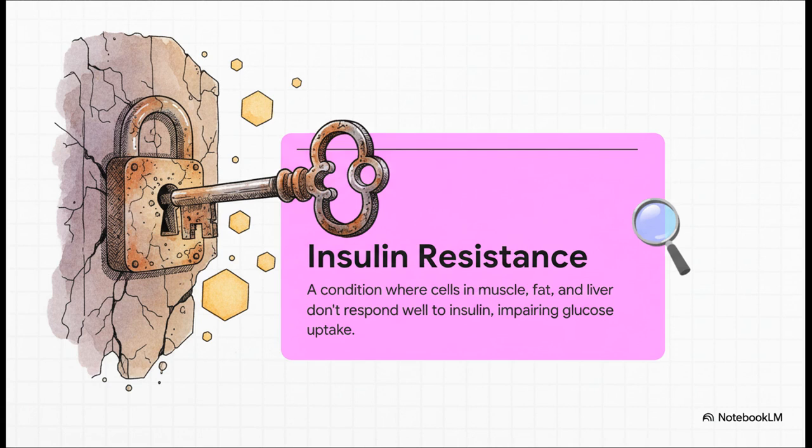The best way to think about it is this. Imagine insulin is a key. Its job is to unlock your body's cells to let glucose, the energy, inside. Well, with insulin resistance, it's like the locks on your cells get all rusty. The key doesn't turn as easily, so the glucose can't get in where it needs to go.